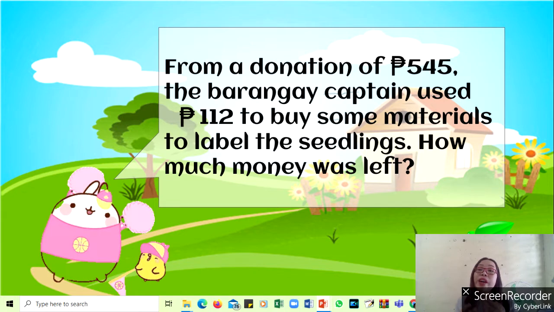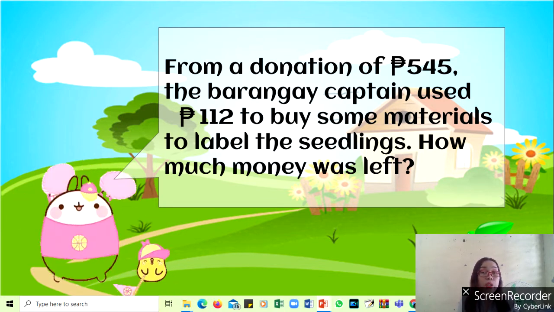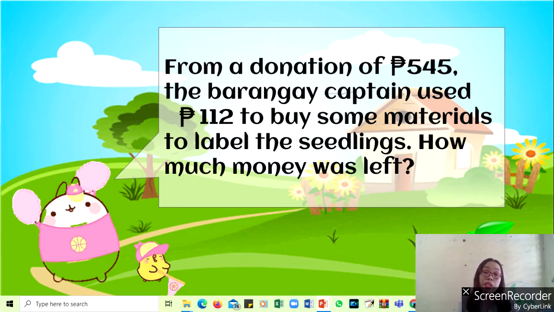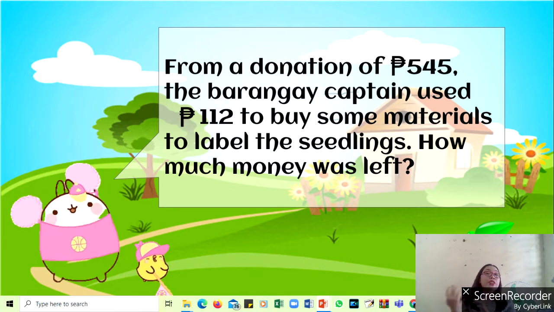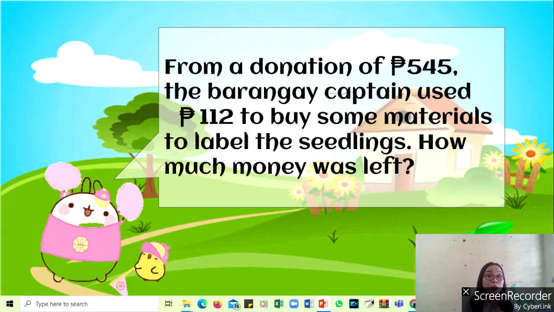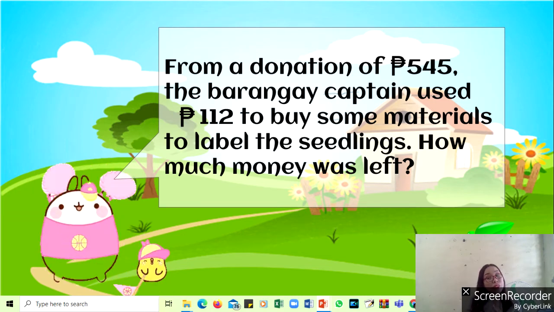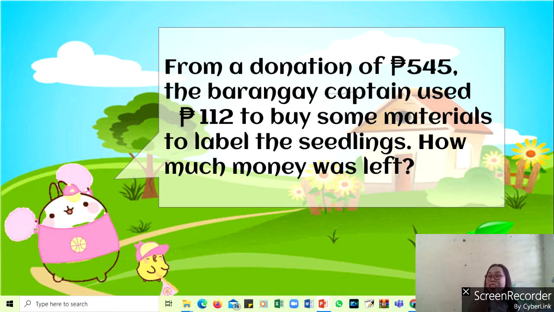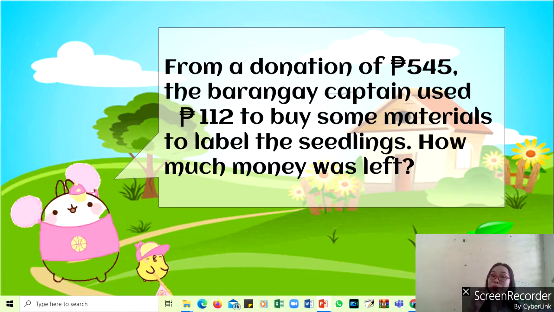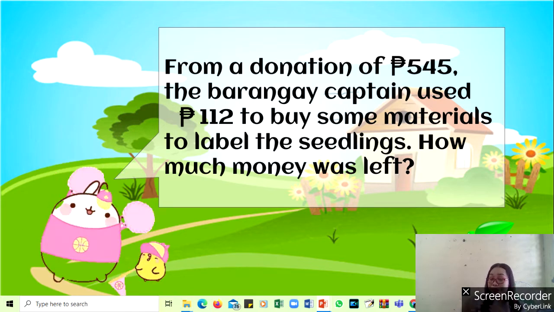From a donation of 545 pesos, the barangay captain used 112 pesos to buy some materials to label the seedlings. How much money was left? Now, di ba kanina sinolve natin ang 155 minus 42, so 113 seedlings yung sagot niya. Now, another problem. The barangay captain has 545 pesos and then we need to subtract 112 pesos. So, how much money was left?